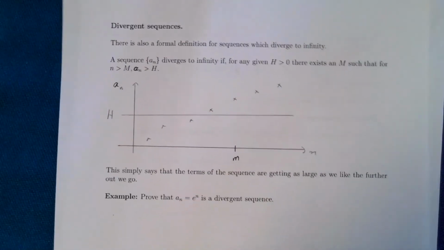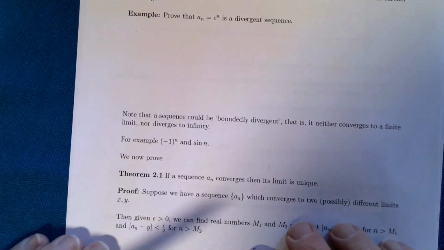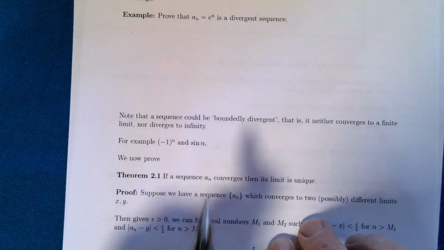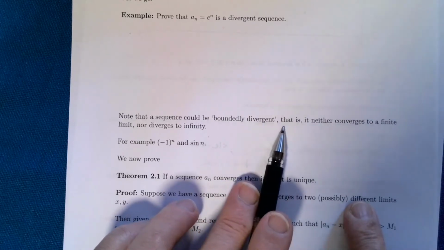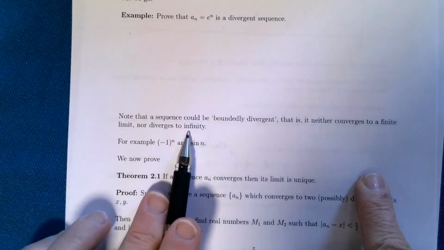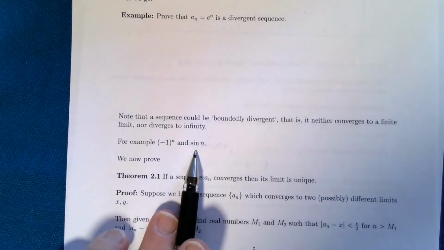Now we note that a sequence which doesn't converge may not necessarily diverge to infinity. So a sequence could be what we call boundedly divergent. That is, it neither converges to a finite limit, nor does it diverge to infinity. And a couple of examples of these are (-1)^n and sine n.